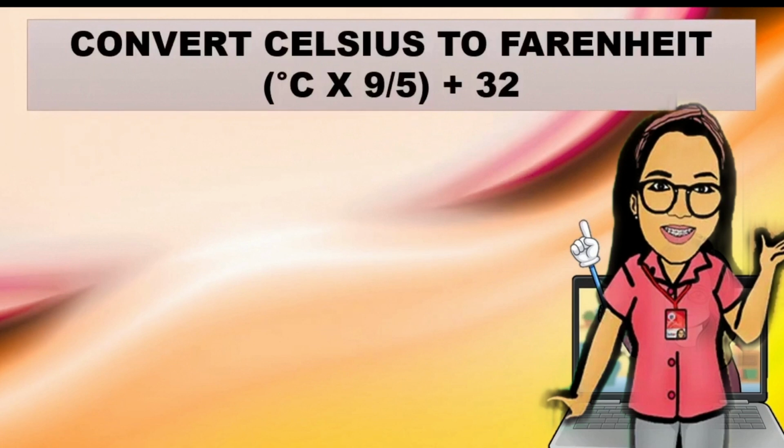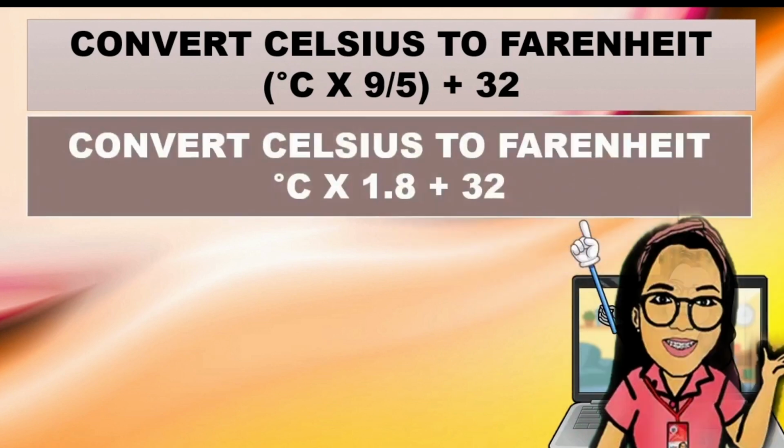Let us start with converting Celsius to Fahrenheit. This is our formula. Degree Celsius times 9/5 plus 32. Or you can also use degree Celsius times 1.8 plus 32.